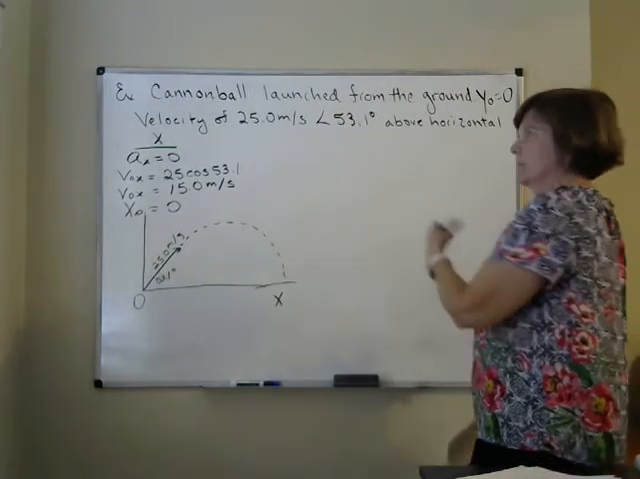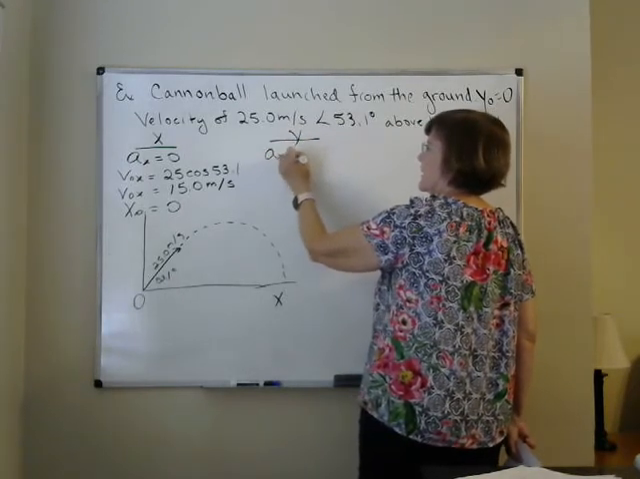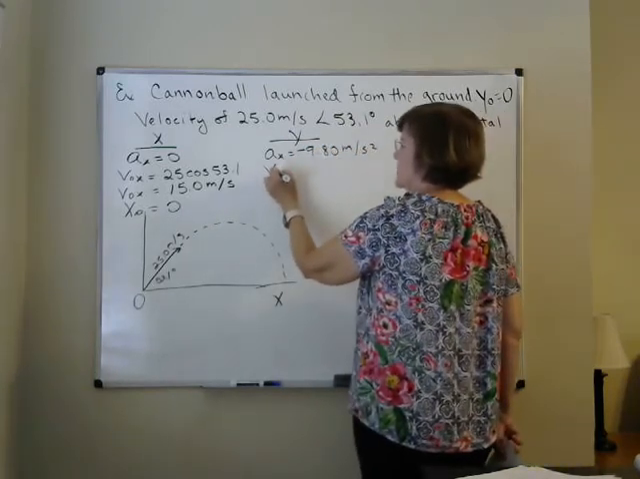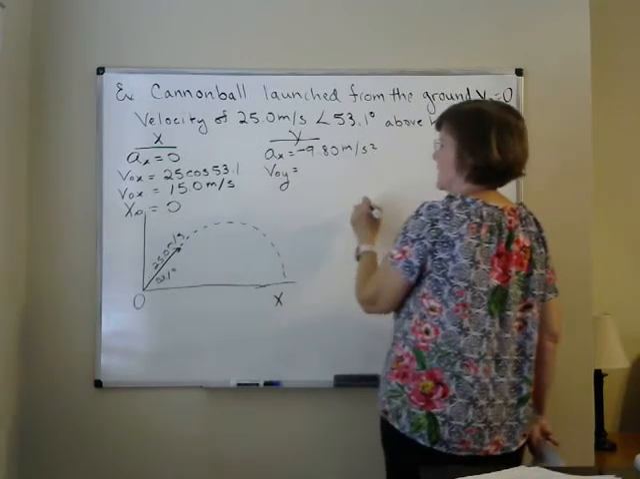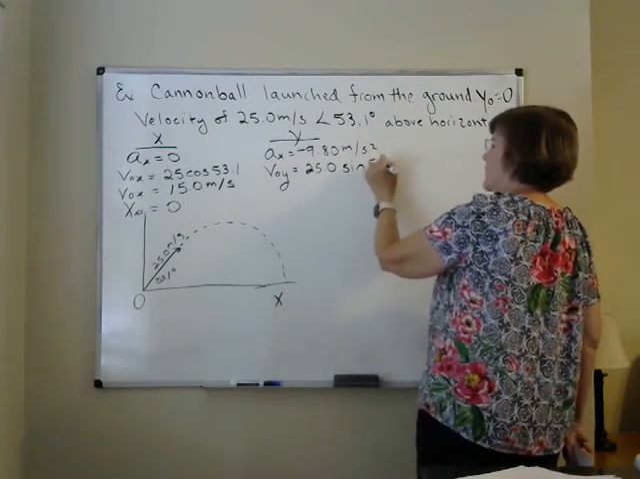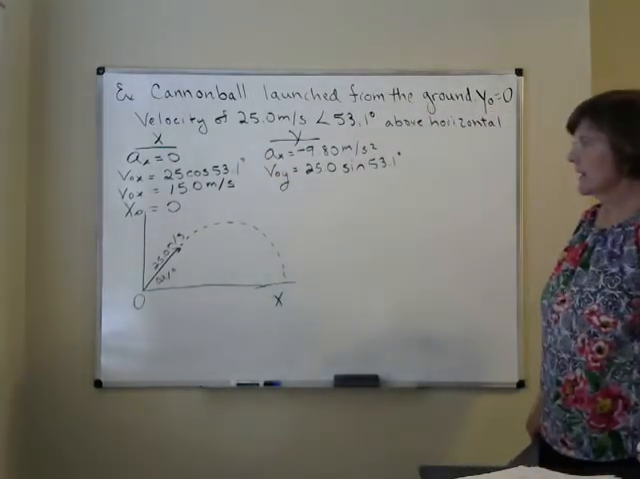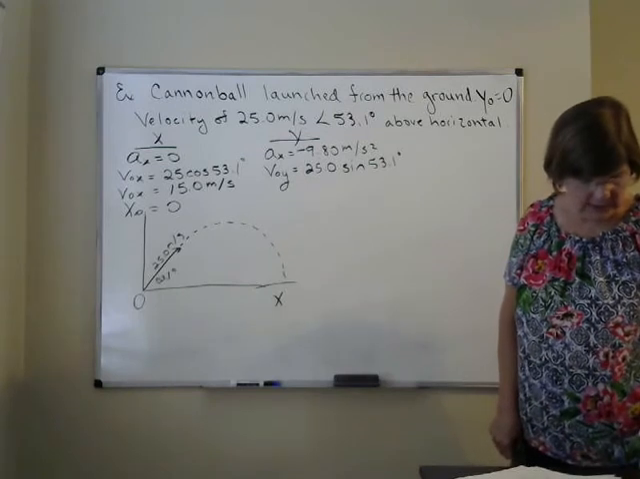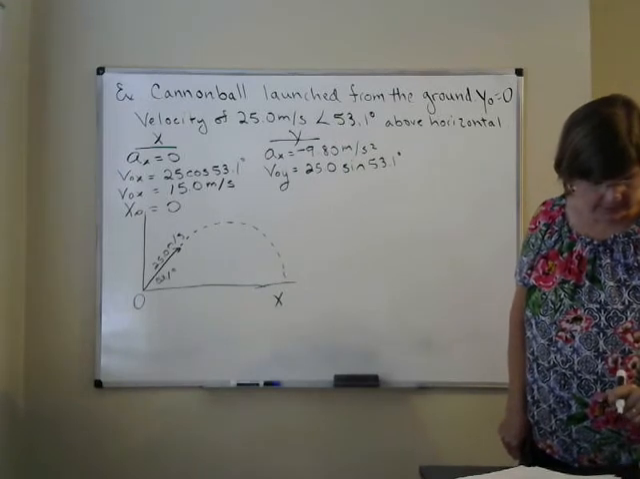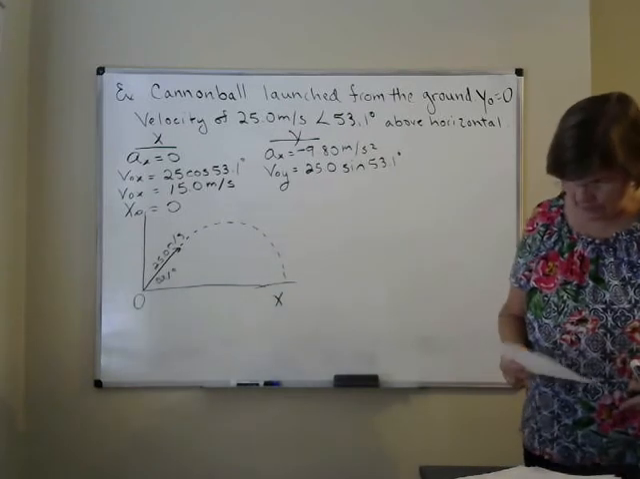All right. Vertically, looks a lot the same. Acceleration still negative 9.8. But now we need to consider our initial vertical velocity. That's going to be 25.0 sine 53.1 degrees. We always use sine to get vertical components, cosine to get x. 25 sine 53.1. That comes out to be about 7. Oh, something got punched in my calculator wrong.